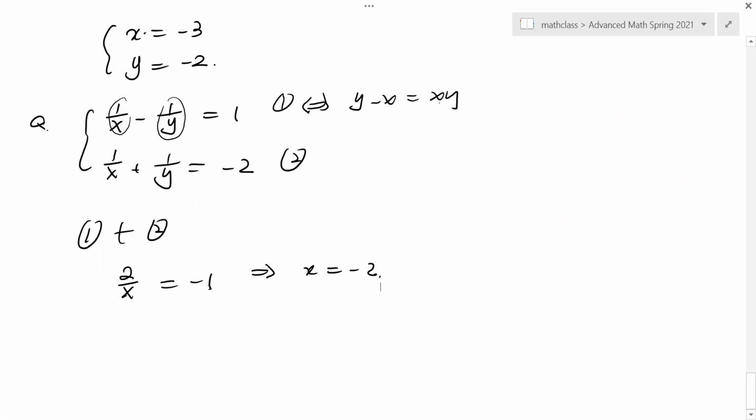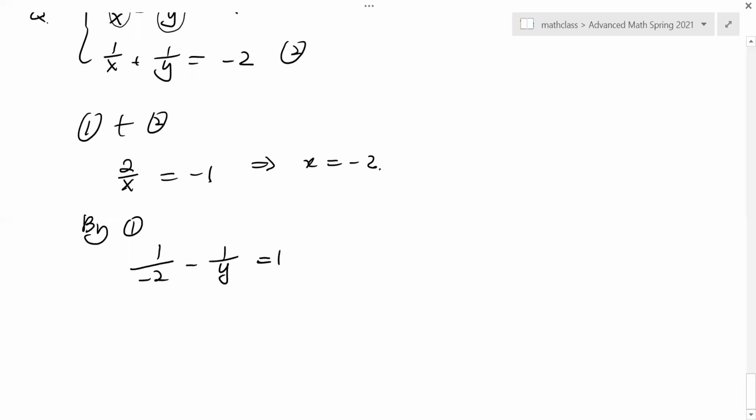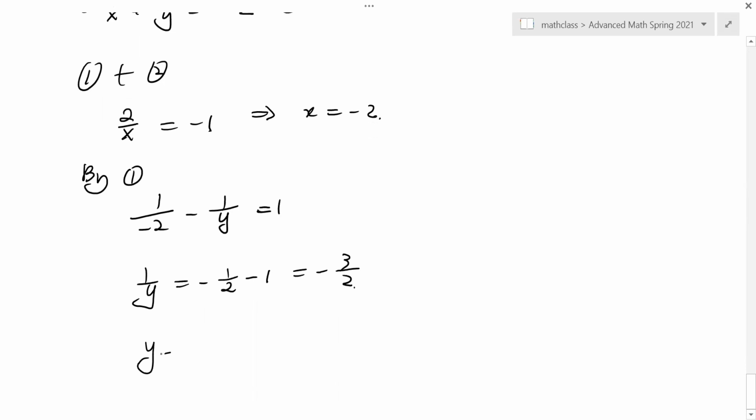Once you get negative 2, then by the first equation you get 1 over negative 2 minus 1 over y equals 1. So I can solve for y, because 1 over y equals negative 1 over 2 minus 1. So it's going to be negative 3 over 2. All right, so how do you get y? Y just turn upside down. So you get the answers.